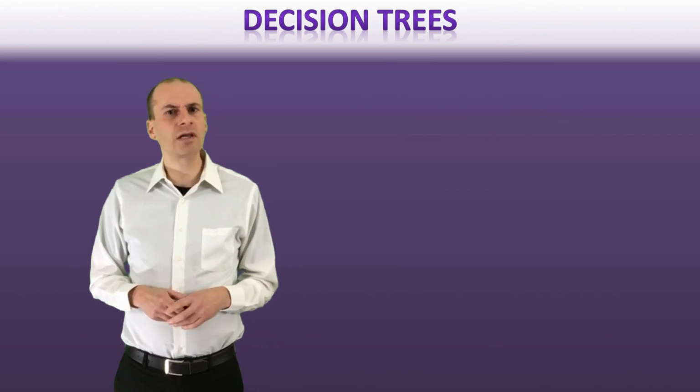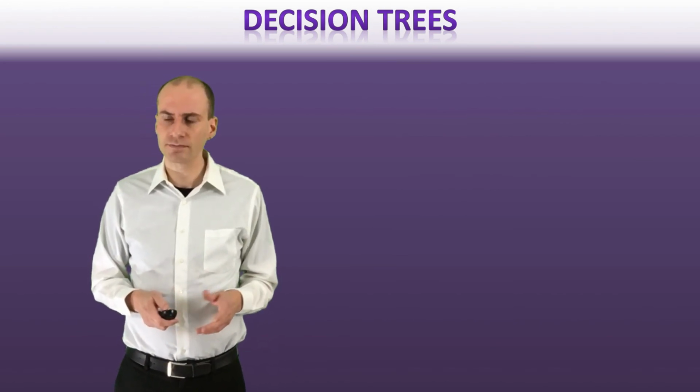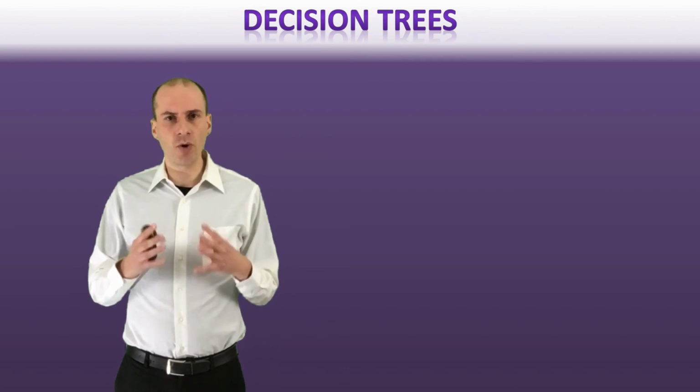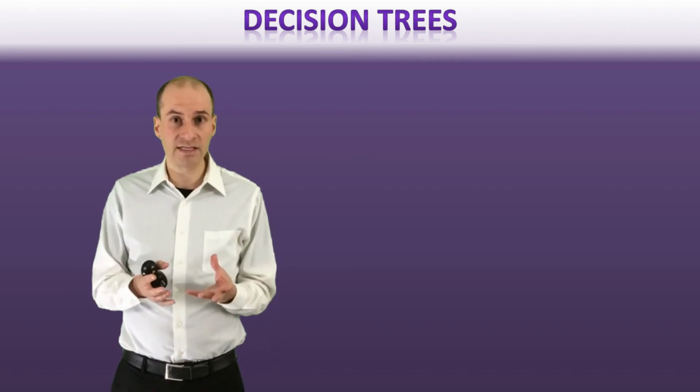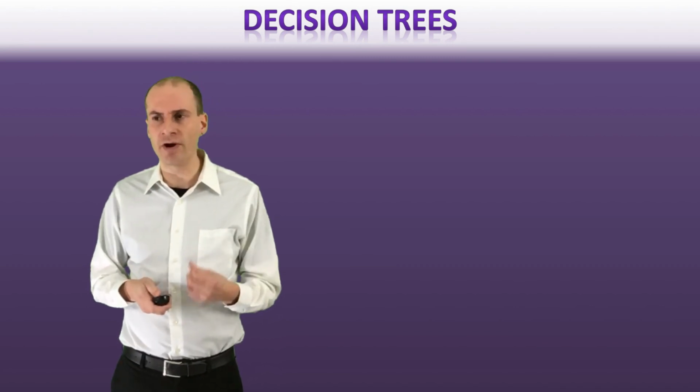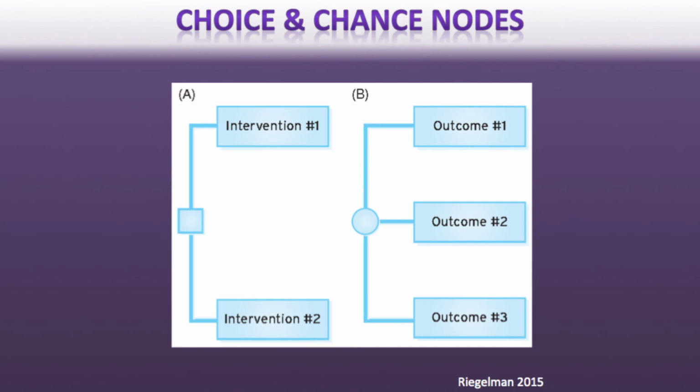All right, so let's talk a little bit about decision trees. Decision trees are essentially a strategy for going through a health-related decision and parsing it out based upon the criteria that I've discussed earlier on in this lecture. So the first thing you need to understand in looking at these decision trees is the idea of a choice node versus a chance node.